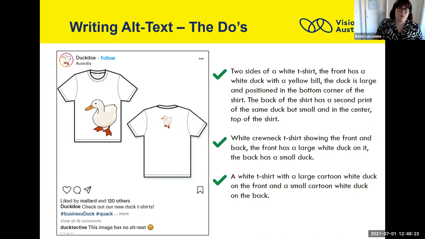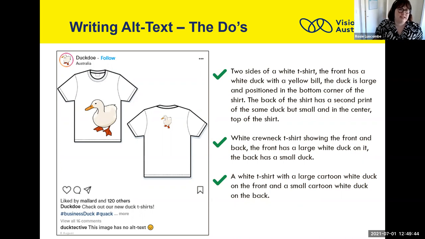So the first example, I just have to move this little camera. The first example says: two sides of a white t-shirt. The front has a white duck with a yellow bill. The duck is large and positioned in the corner of the shirt. The back of the shirt has a second print of the same duck, but small and in the center top of the shirt. So that's one example you could do.